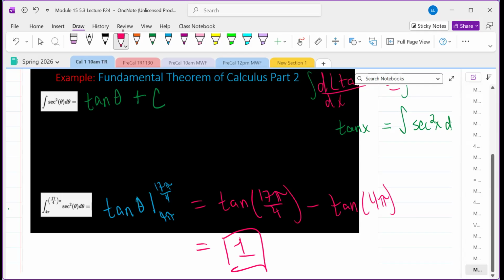So 17 pi over 4 is coterminal with pi over 4. At pi over 4, sine and cosine are the same. So tangent there is 1. And then 4 pi, that's coterminal with 0. Tangent of 0 is 0. So this is actually 1 minus 0, which equals 1. So it is a little weird to get an integer number, but it does happen. Normally, we'd expect to see square rooty numbers.